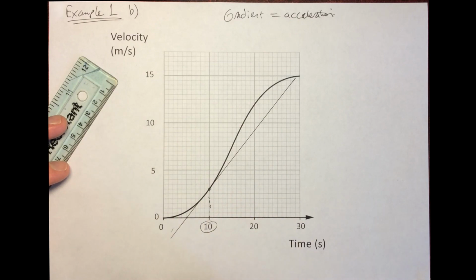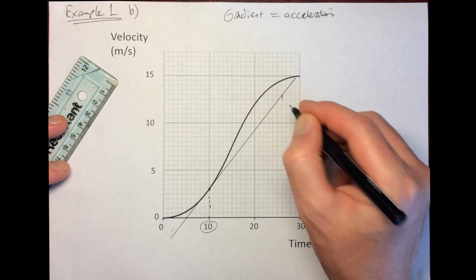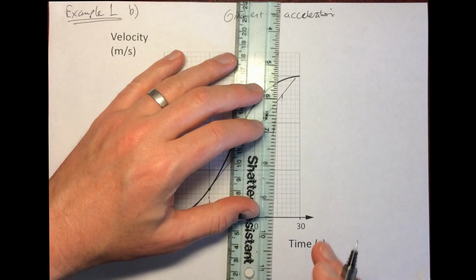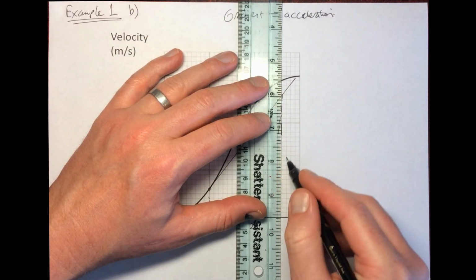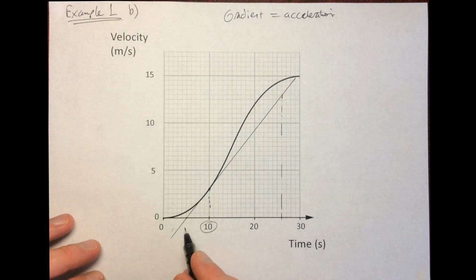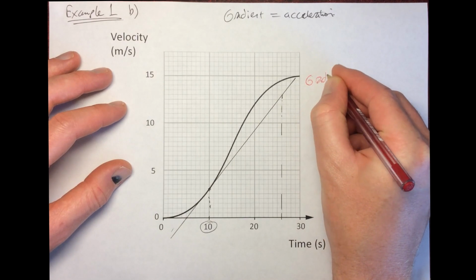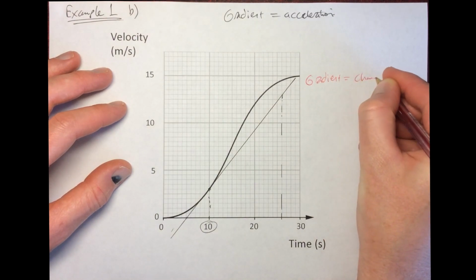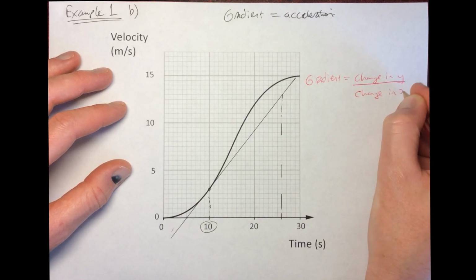Once we've drawn our tangent, we can then calculate the gradient. Now to do this, we're going to draw a gradient triangle. So this is my gradient triangle here. Maybe I should have done this in red perhaps, but there we go. So this is my gradient triangle over these areas here. Now, the gradient is equal to change in y divided by change in x.